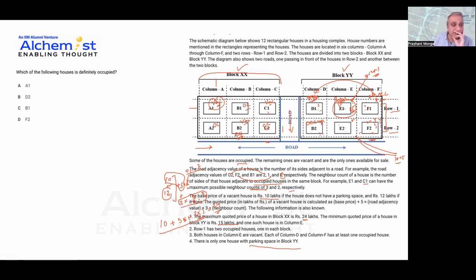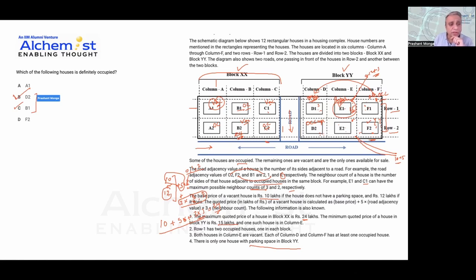The next question says, which of the following is definitely occupied? A1 is vacant. D2 is occupied. Which of the following is definitely occupied? So D2 is occupied. Hold on. B1 is also occupied. So okay, there are two answers here.